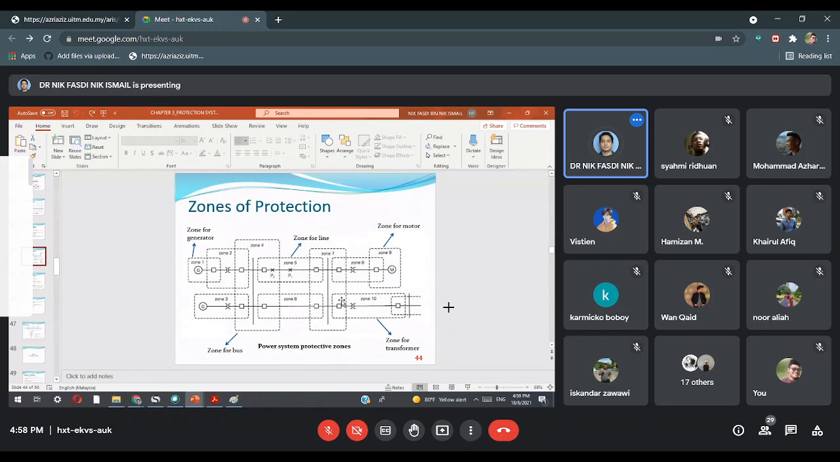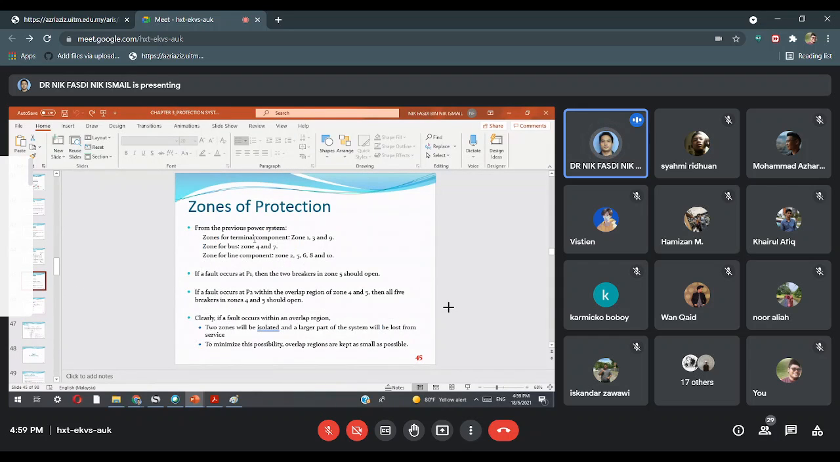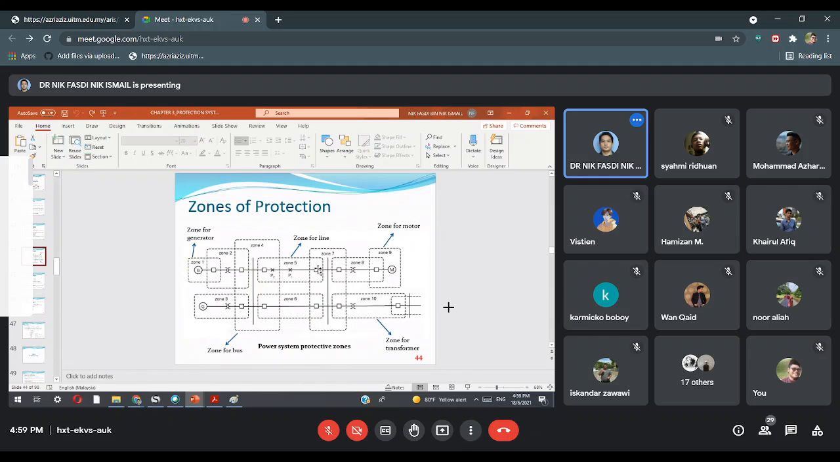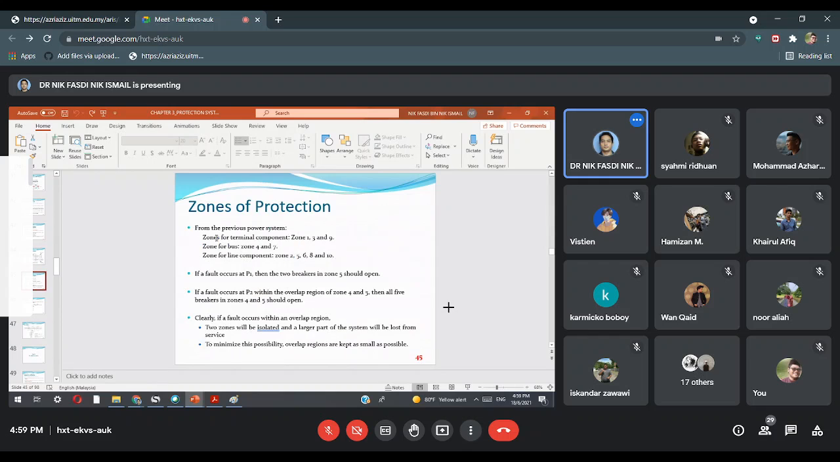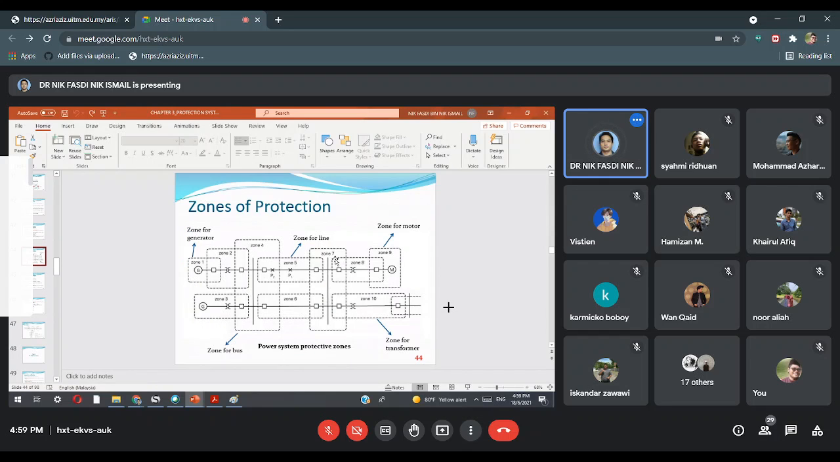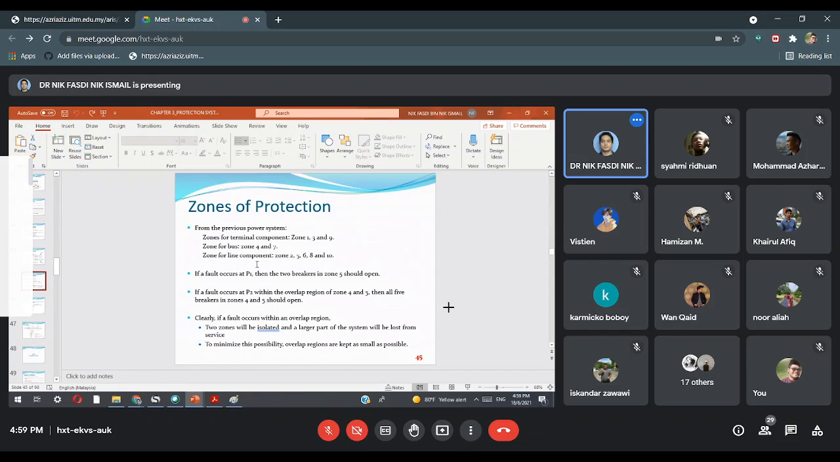Okay, you nampak sini overlapping. Contoh zone 7, zone 8 ada overlapping, 8 to 9 dia ada overlap. Okay, from the previous power system, zone for terminal component, zone 1 to 139, zone for bus 47. So terminal component 139. So kat sini terminal 1, 3, 9. Terminal ni yang hujung lah. Okay. Zone for bus 4 and 7. Zone for line component 2, 5, 6, 8 and 10.